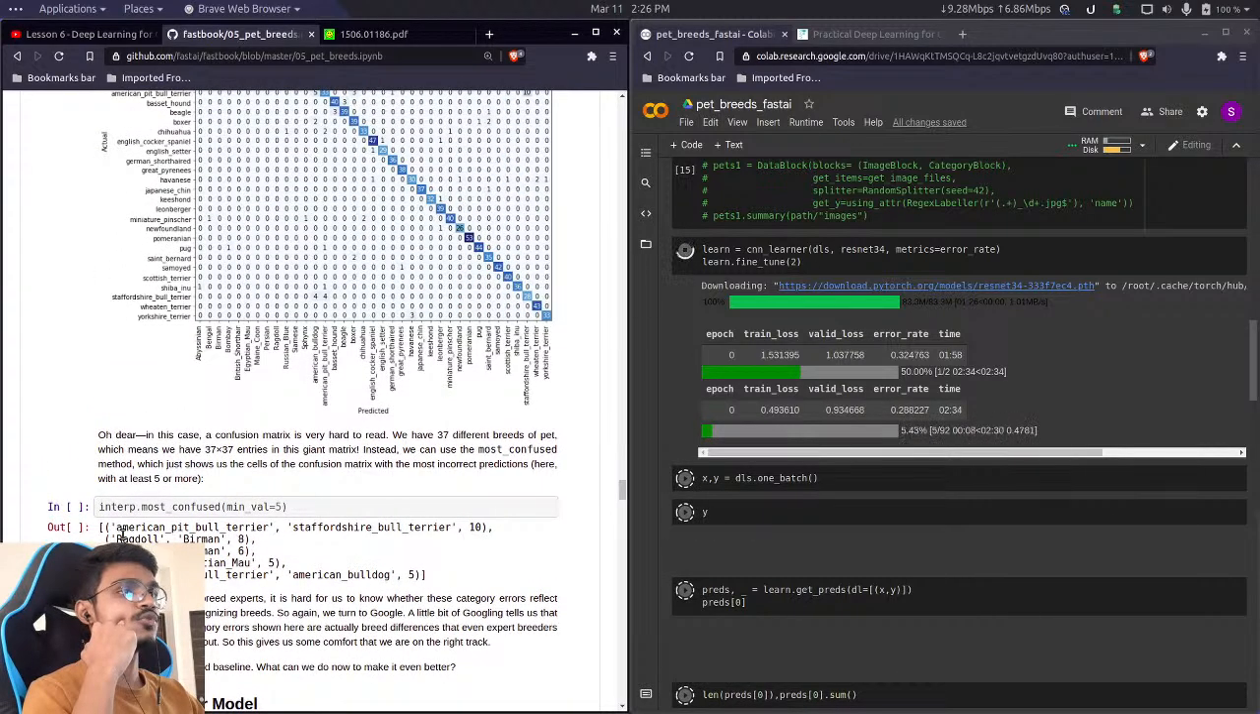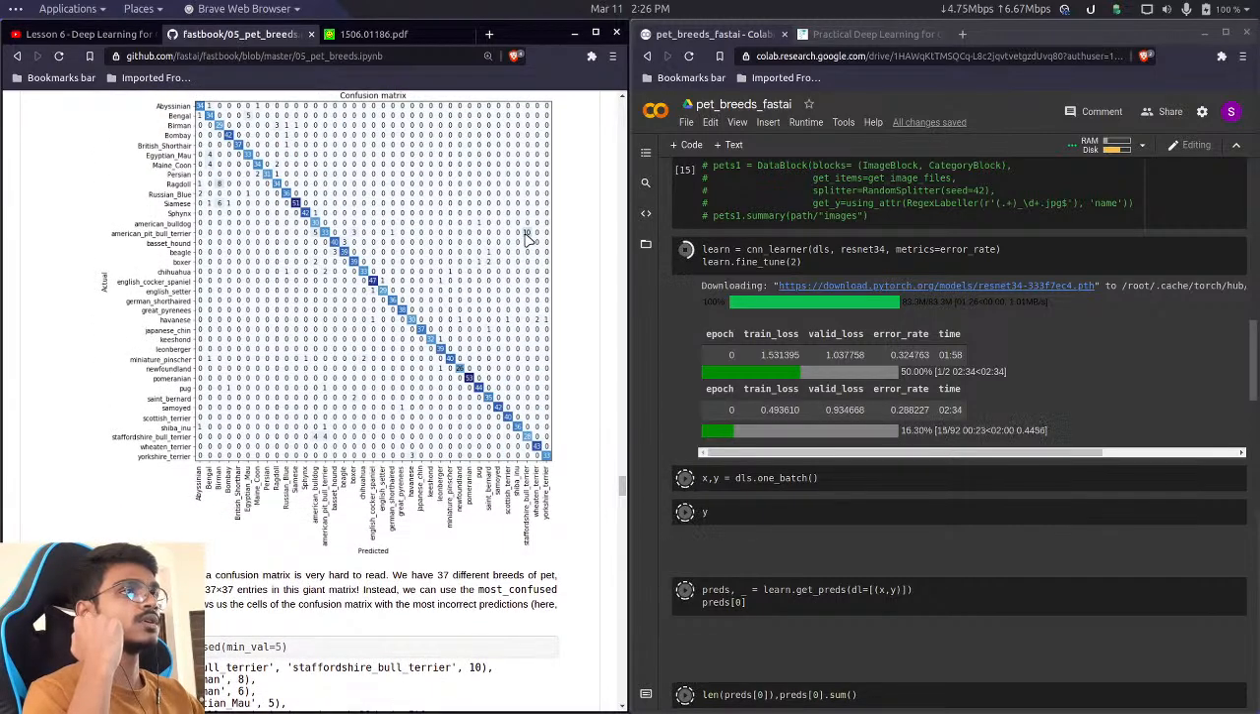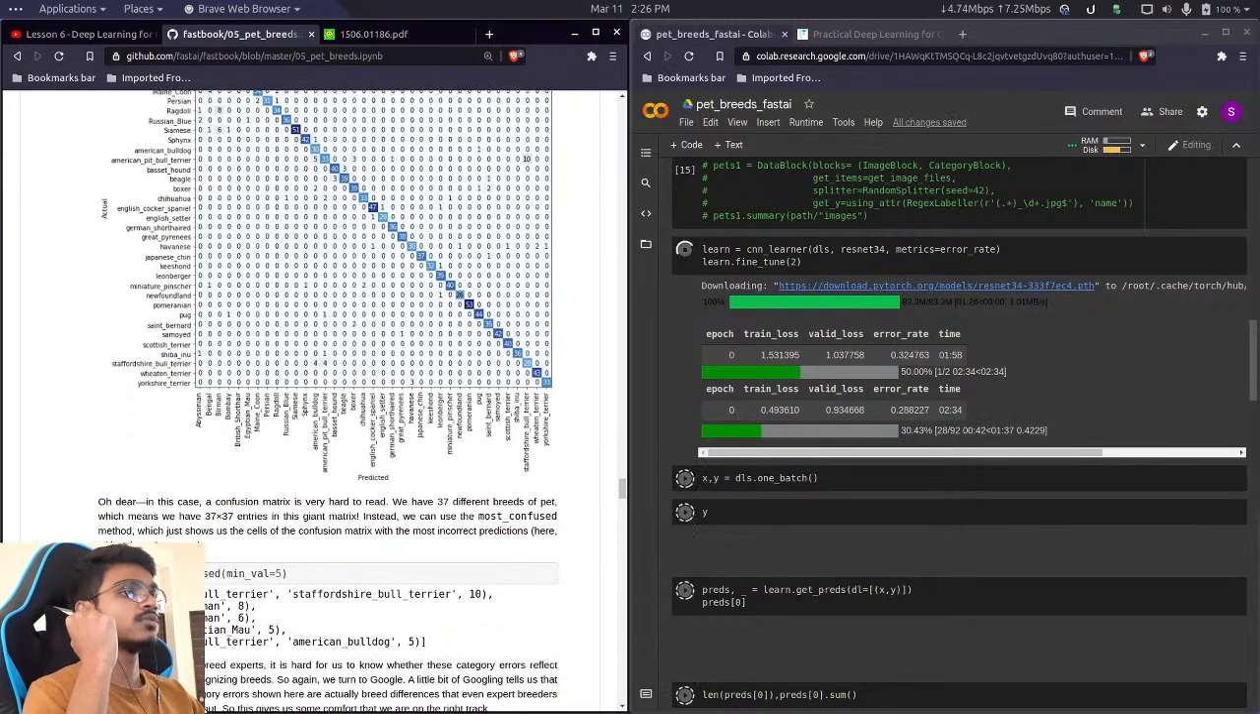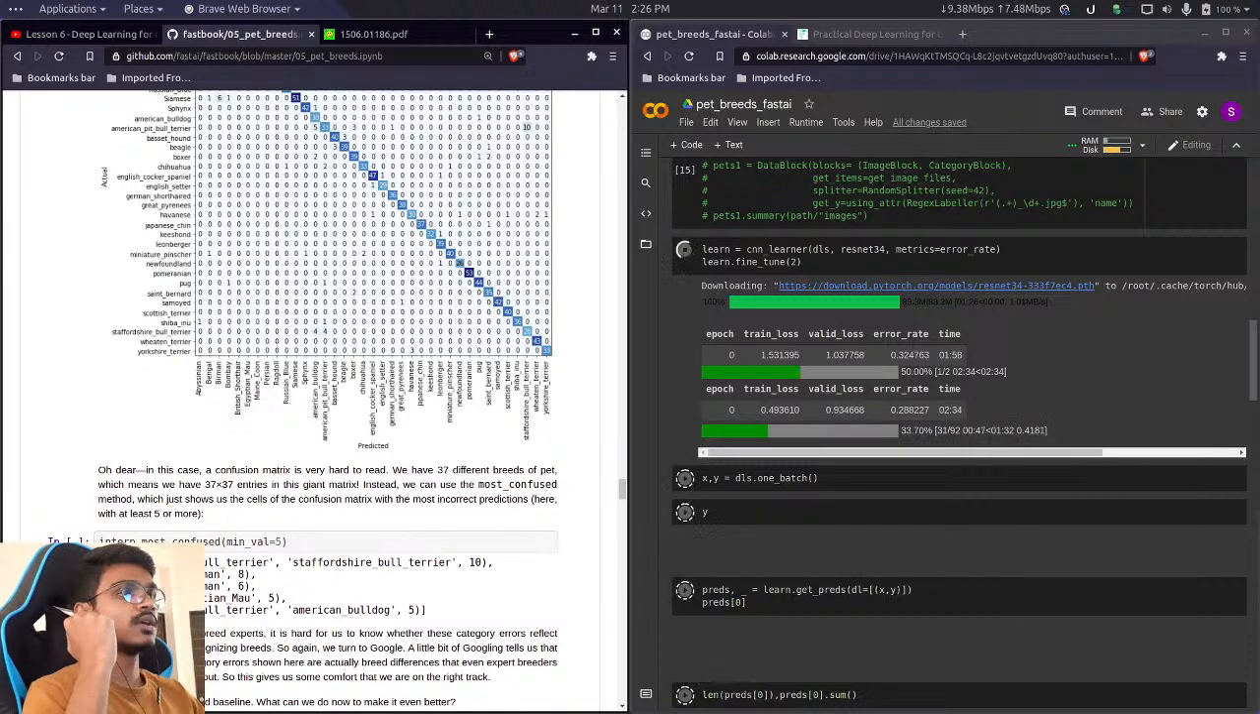Alright, so it is saying the most confused pair of classes are American Pit Bull Terrier and Staffordshire Bull Terrier. So it's over here. As you can see, it is the most confused, with 10 of the images of American Pit Bull Terrier classified as Staffordshire Bull Terrier. So that is the most confused pair. And after that we have Ragdoll and Birman.